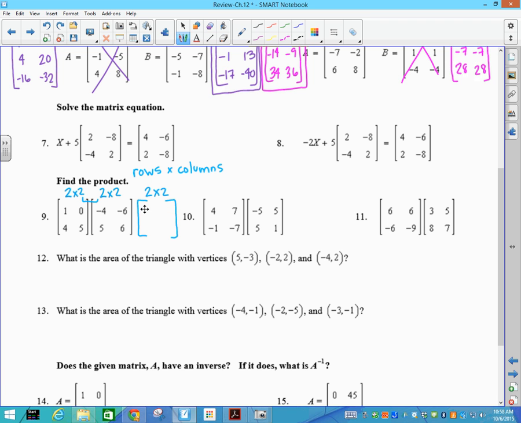And this is the first row, first column. So I'm going to multiply first row. Let's try like this. First row, first column. So that's negative 4 plus 0. 1 times negative 4 is negative 4. 0 times 5. So negative 4 plus 0 is negative 4. And I'm going to go here, and that's going to be first row, second column. So 1 times negative 6 is negative 6, plus 0 is negative 6.